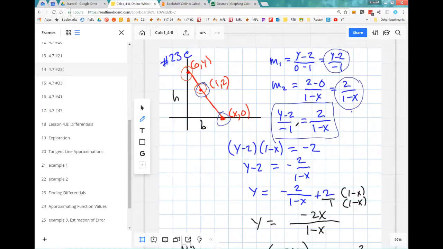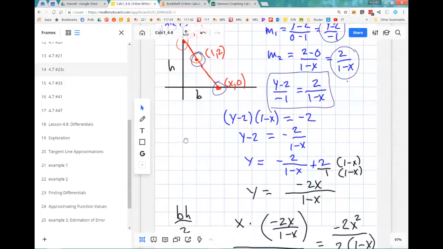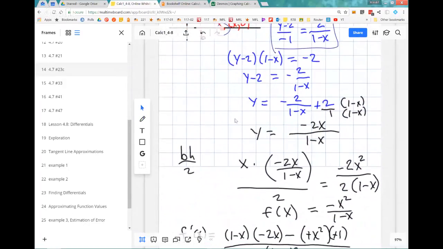Because you have two fractions equal to each other, you can cross multiply: top left times bottom right equals bottom left times top right. Then I divided both sides by 1 minus x. Then I added 2 to both sides, and I got what's in blue right here, just the blue ink part.